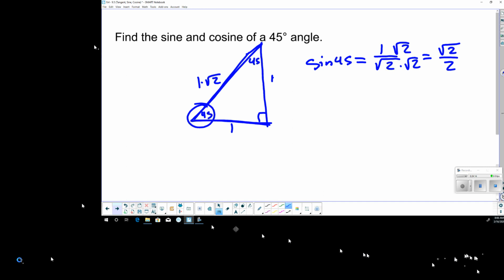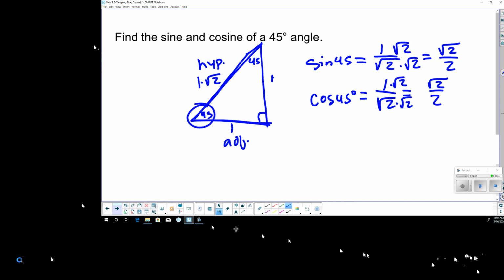Okay, now I have the cosine of 45 degrees equals, so I come down here again, that's the adjacent, which is right here, over the hypotenuse, which is up there. So I go 1 over square root of 2. So again, I'd rationalize the denominator, times by the square root of 2 on the top and the bottom. So they both come out to be the same thing. They both come out to be the square root of 2 over 2.